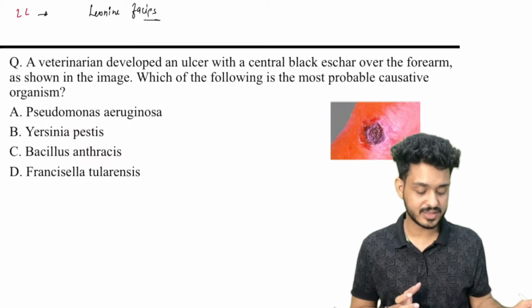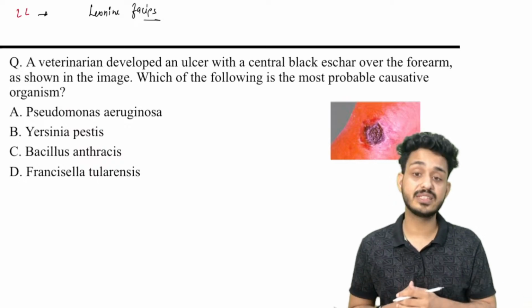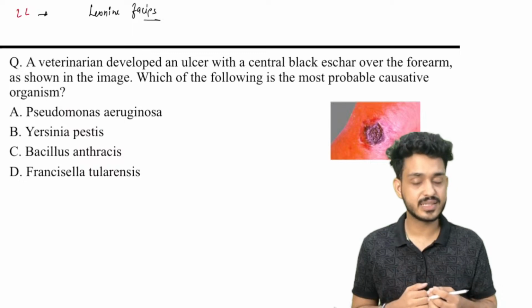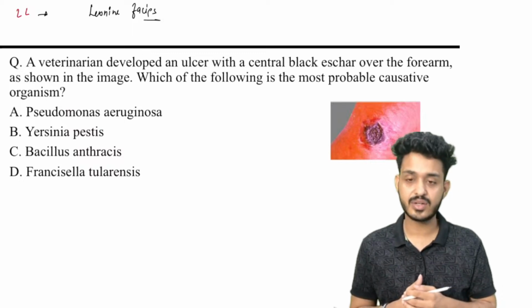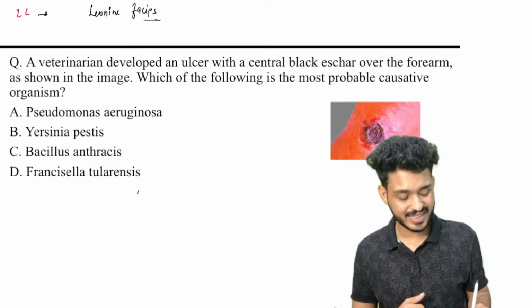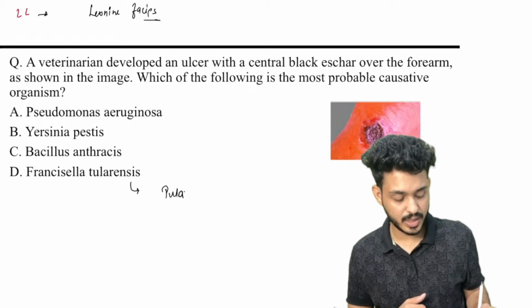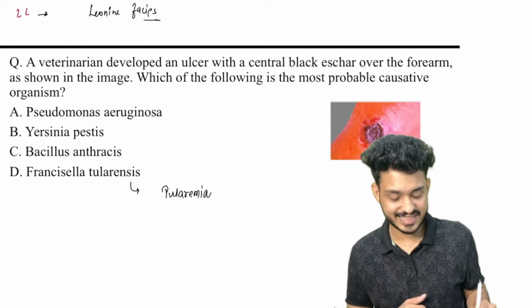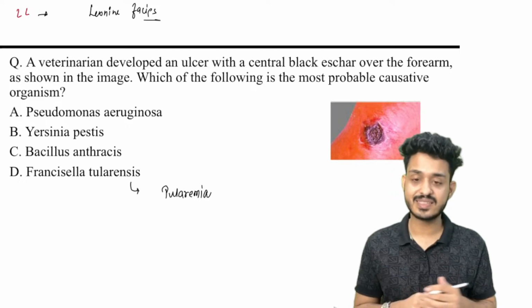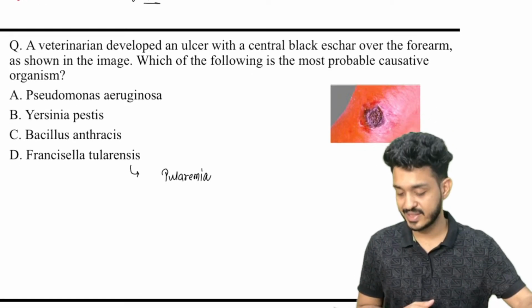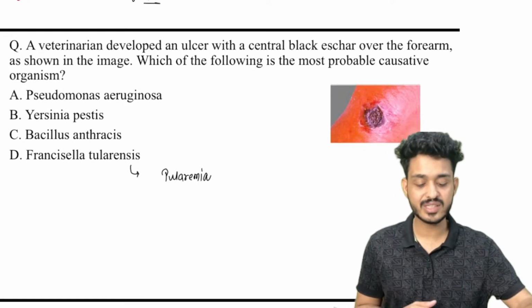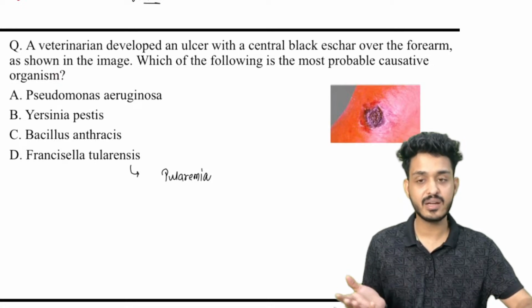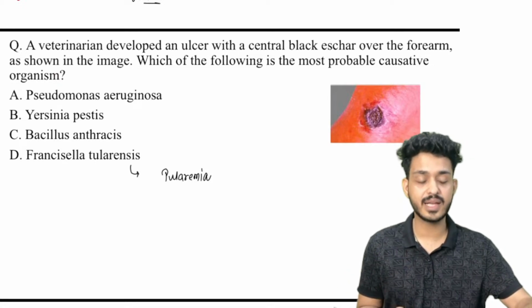Is it Pseudomonas aeruginosa? Is it Yersinia pestis? Is it Bacillus anthracis or Francisella tularensis? Francisella tularensis will be causing a disease known as tularemia. Yes, this is known as malignant pustule. What is the meaning of malignant? Does malignant mean it is a cancerous disease or something else?